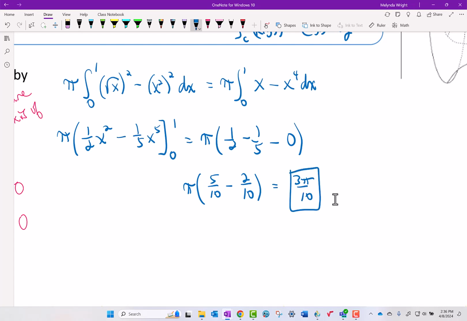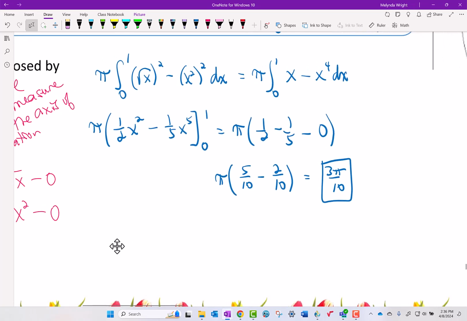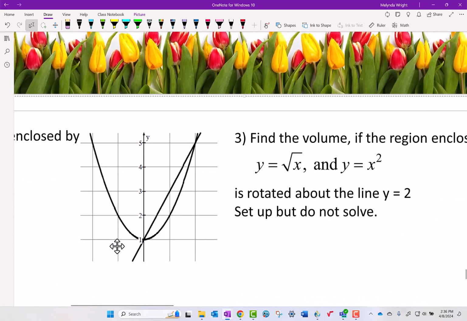And we don't have any units. If we did, then we could fill those in, but we don't have any, so we don't need to worry about that. How's our very first disk? Are we okay? Okay. I'll give you just a moment. Okay, so that's the only one we're going to calculate by hand. So let's look at our next one.